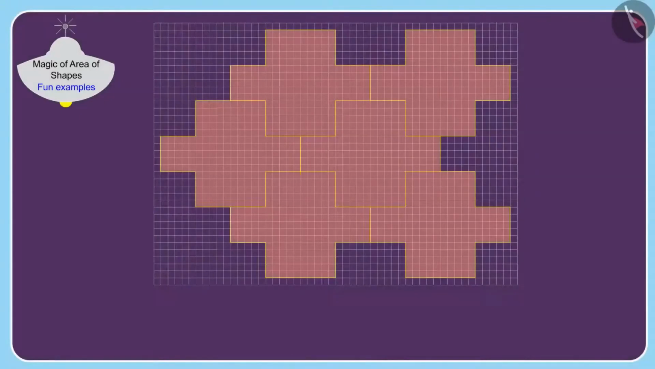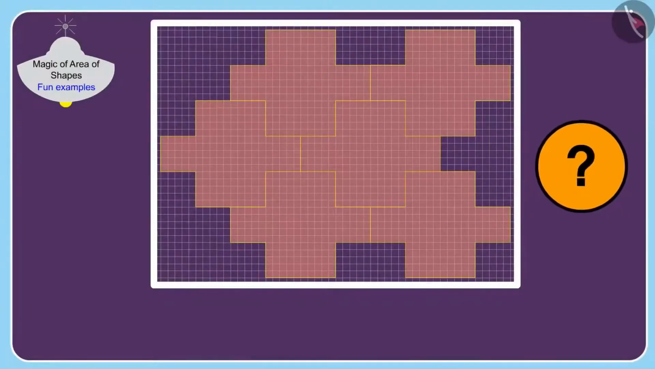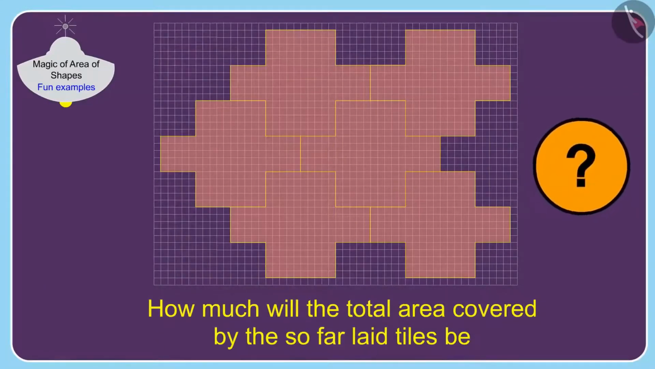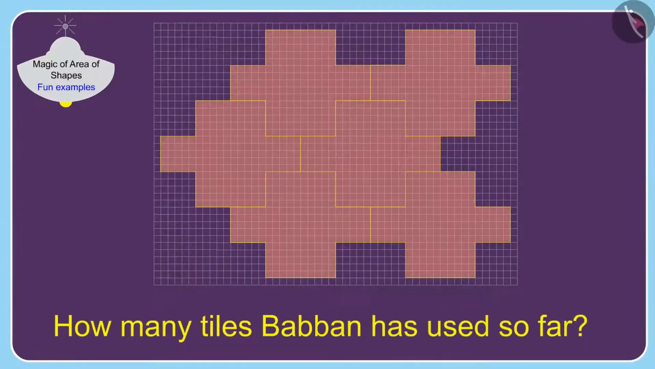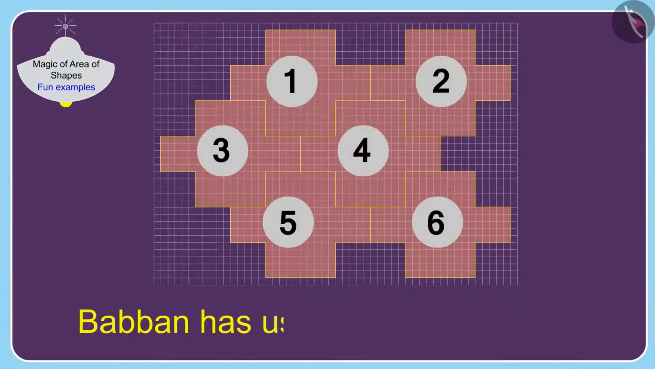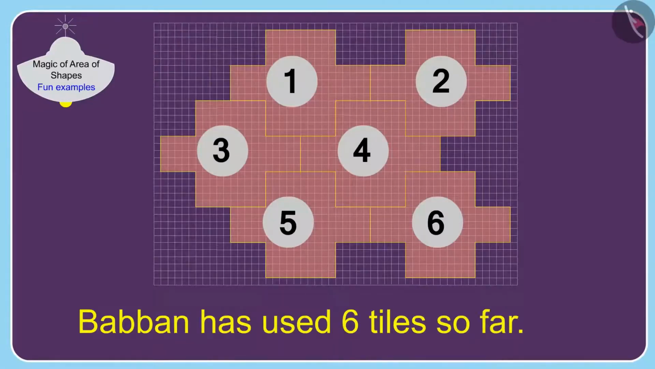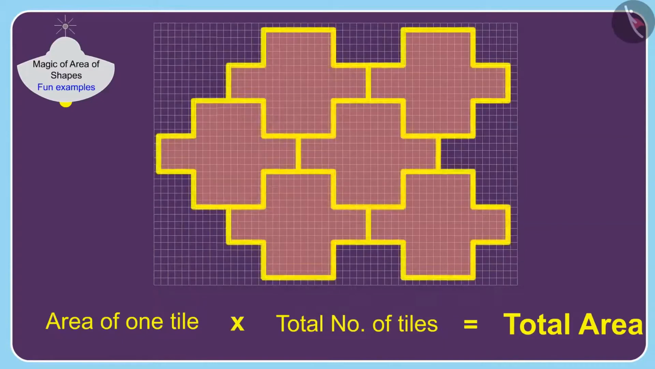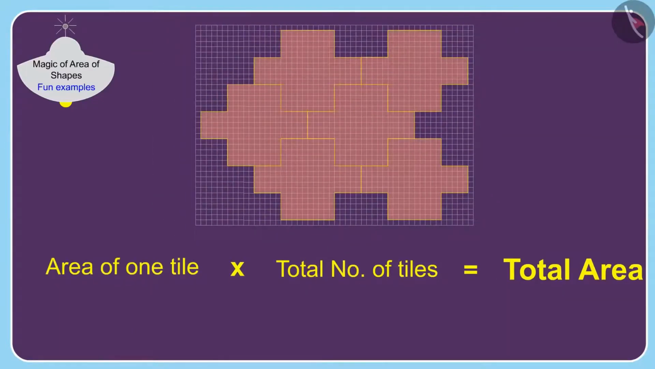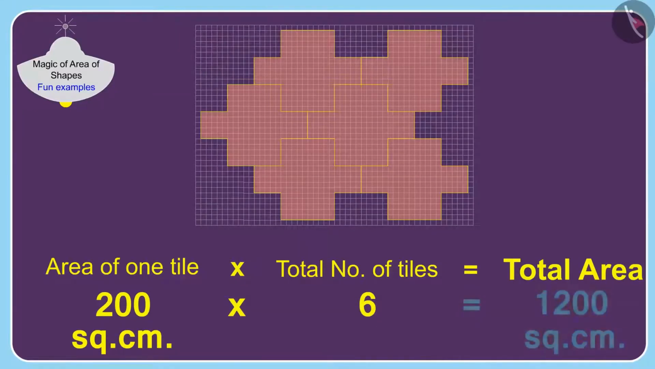If Babban has so far laid tiles in this way, can you tell us how much the total area covered by the so far laid tiles will be? To find the answer, let us first find out how many tiles Babban has used so far. Can you answer this, kids? Yes, Babban has used 6 tiles so far. Now it is very easy. To find the total area, we only have to multiply the area of one tile by the number of total tiles. In this way, the total area covered by the tiles will be 200 multiplied by 6, which is 1200 square centimeters.